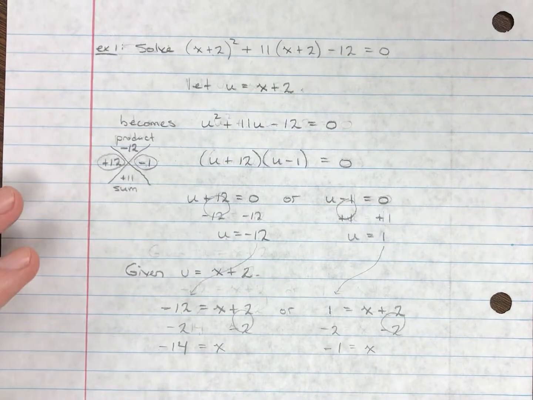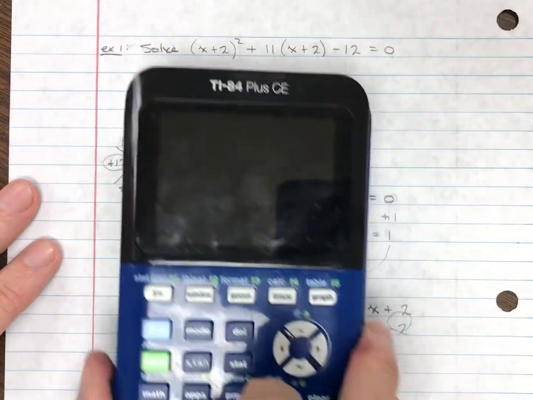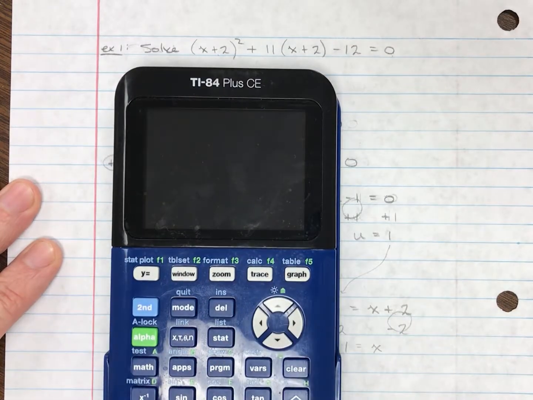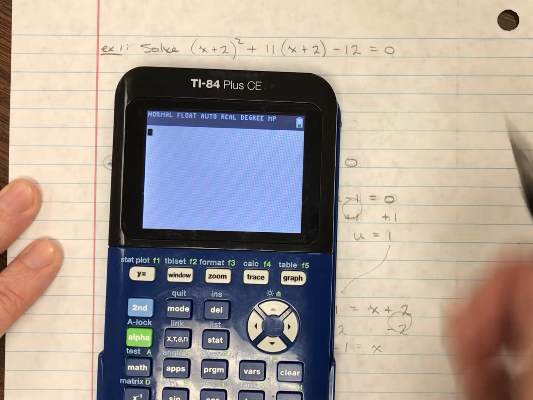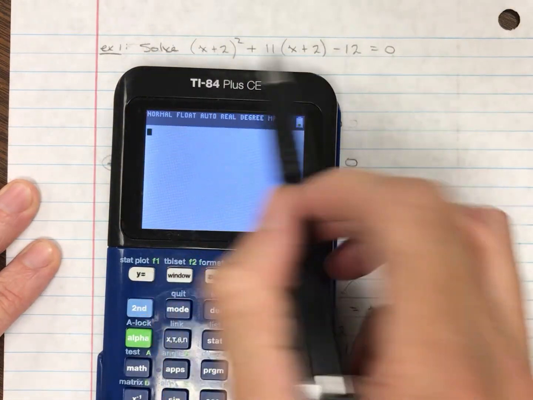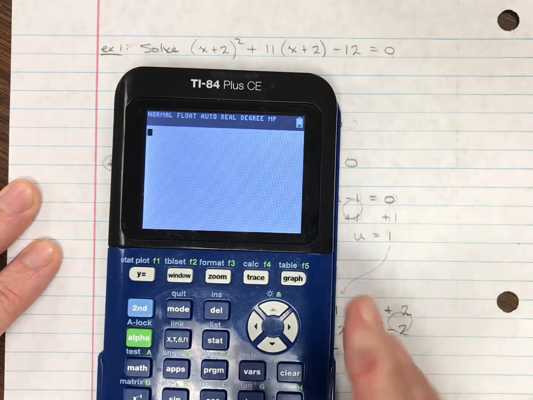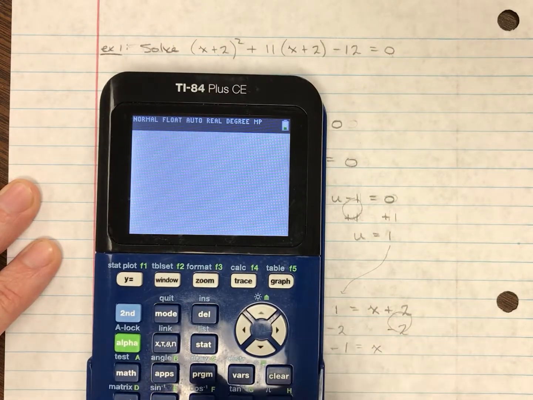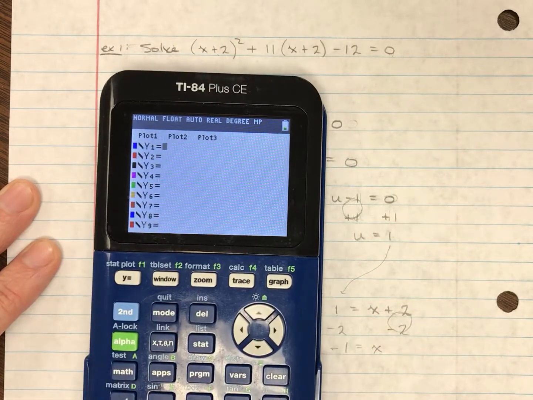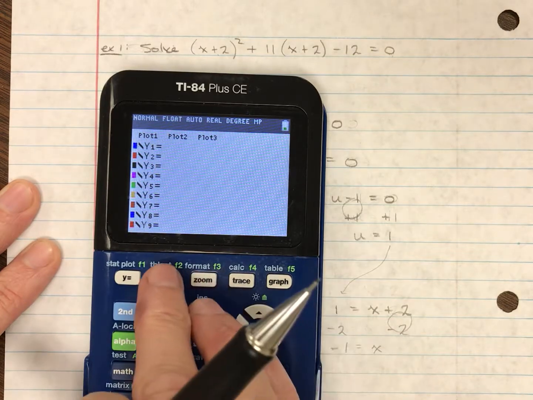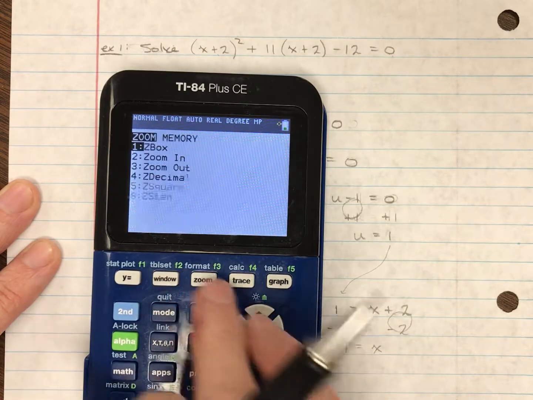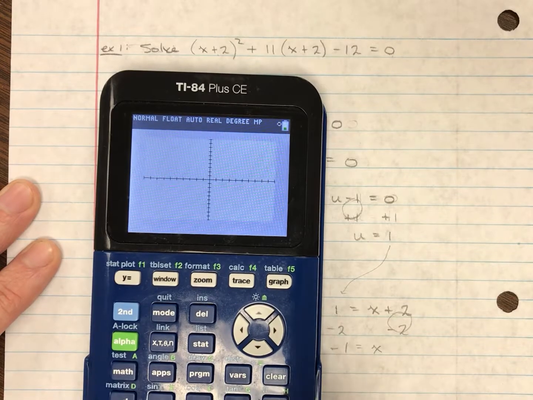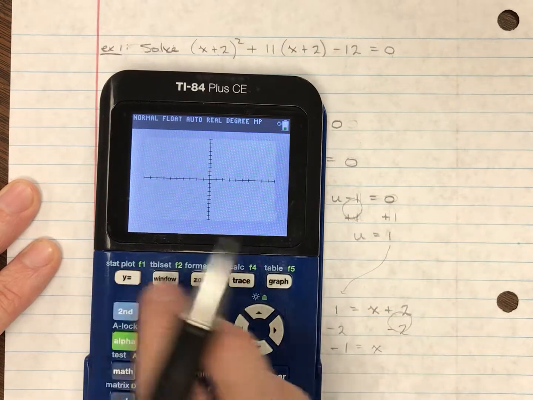Let's check this by graphing. This equation is already equal to 0, so we're looking for roots, the x-intercepts. So we're going to put in y equals. Let me make sure I'm in my standard window.